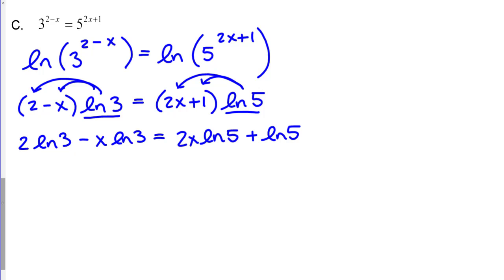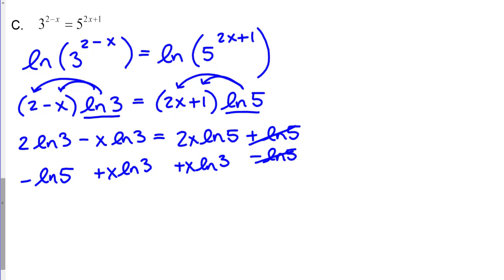Now, the next step that I need to do is get everything that has the variable x on one side of the equation and everything that's just a constant on the other side of the equation. So I will subtract natural log 5 over this way and add x natural log 3 the other way. So the negative x natural log 3 and the positive x natural log 3 are going to cancel.